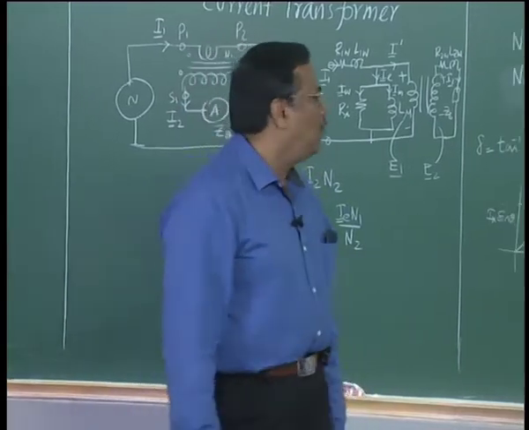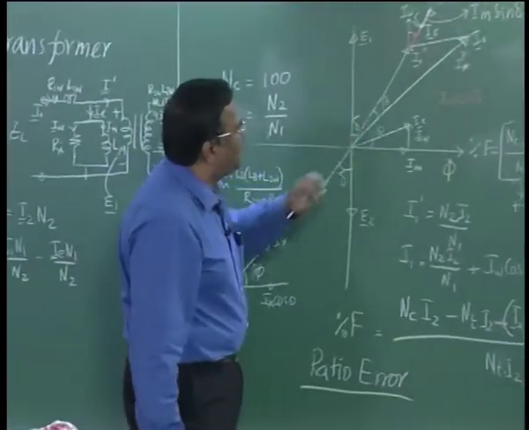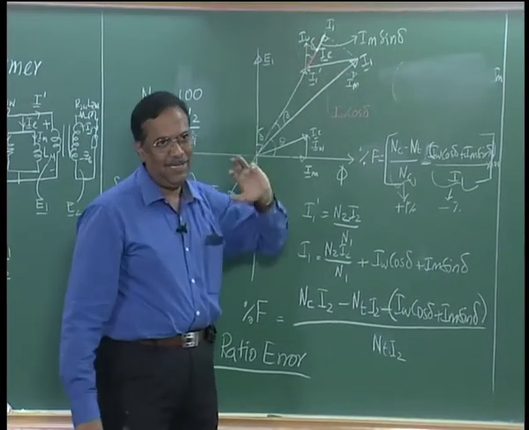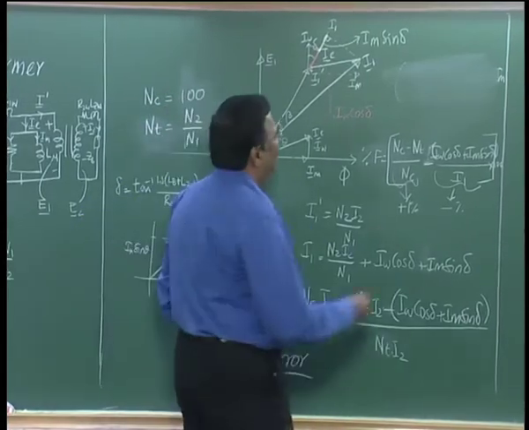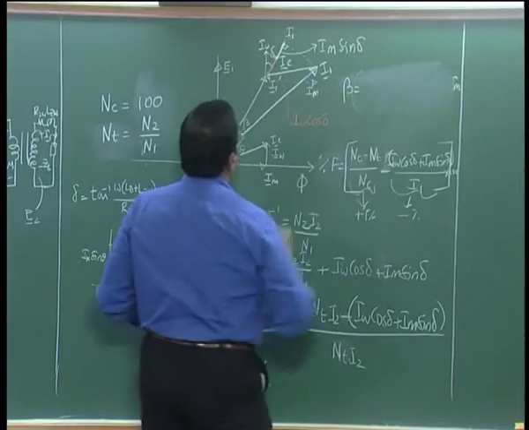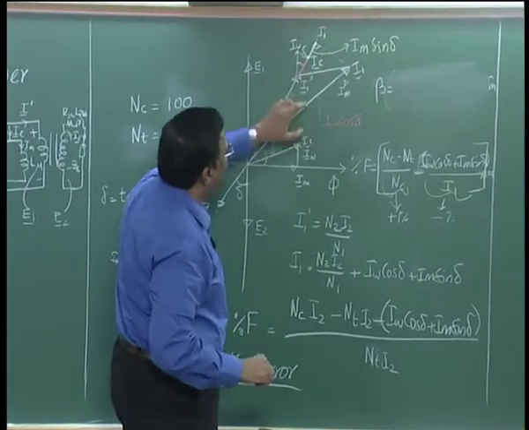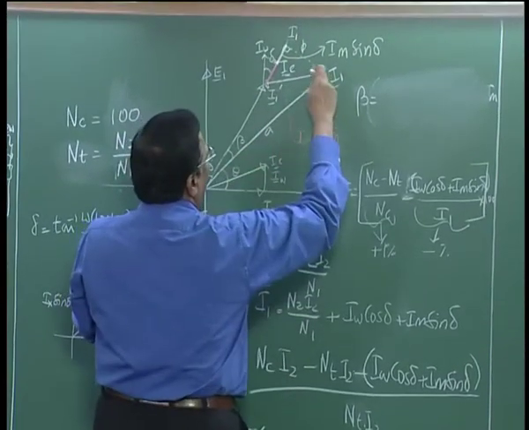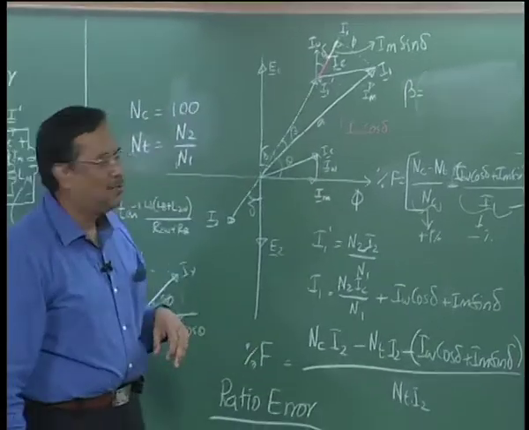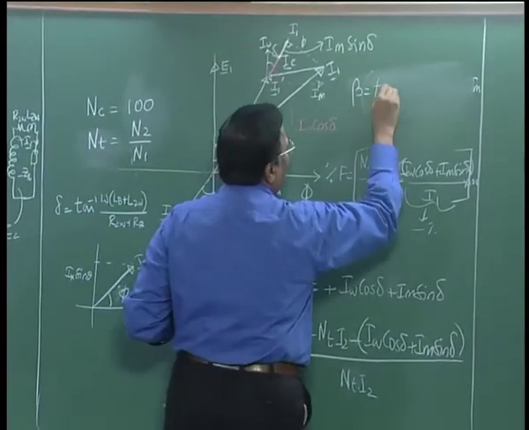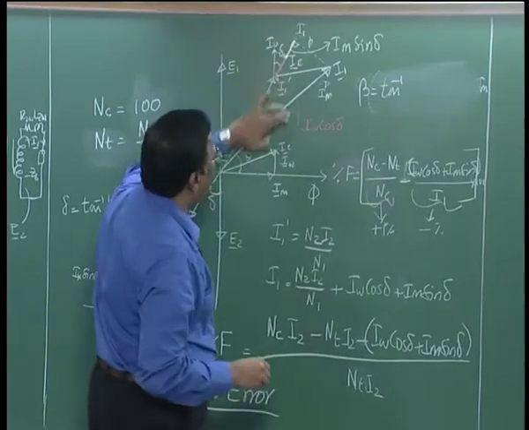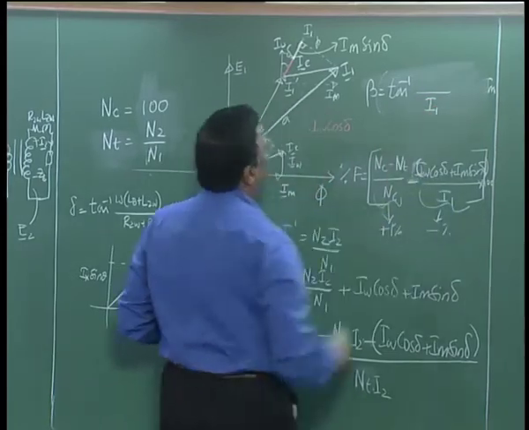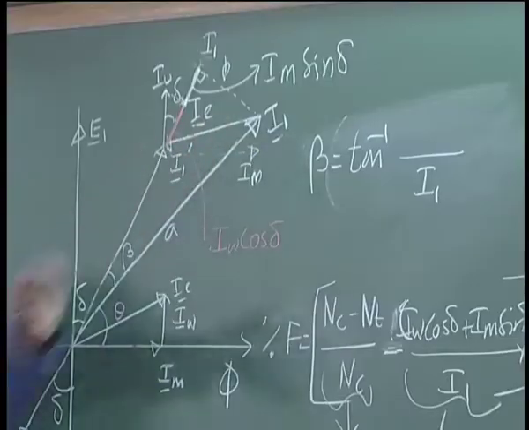okay. Now let us look at the phase error. Phase error is beta. I expected I1, I am getting I1 prime which is shifted in phase, right. So the phase error beta, if I look at this triangle, if this is B and this is A, this is the hypotenuse, this is the opposite side. So phase error beta would be tan inverse B by A, right. Of course A I know, I1, right, but I need to find B. Let us see what is B.